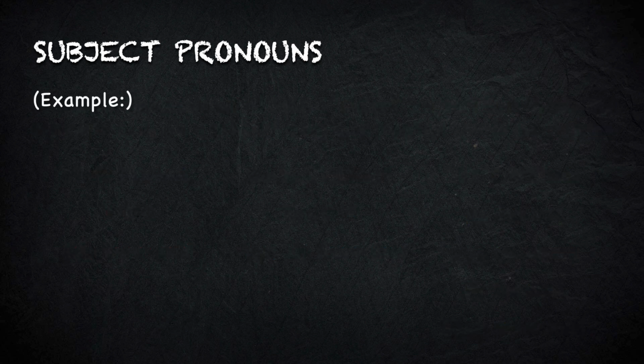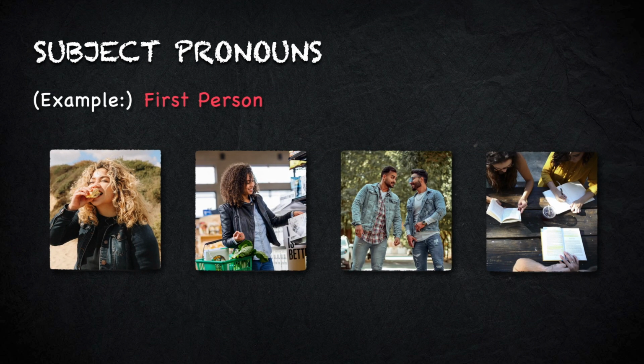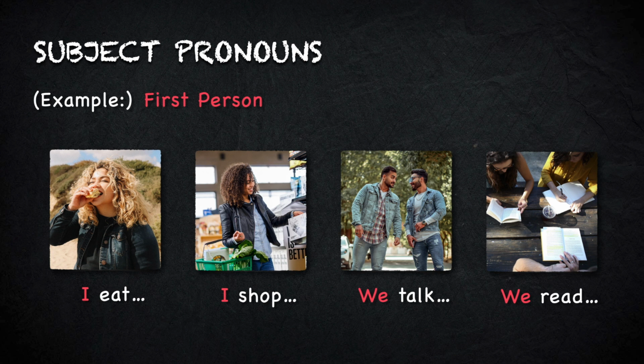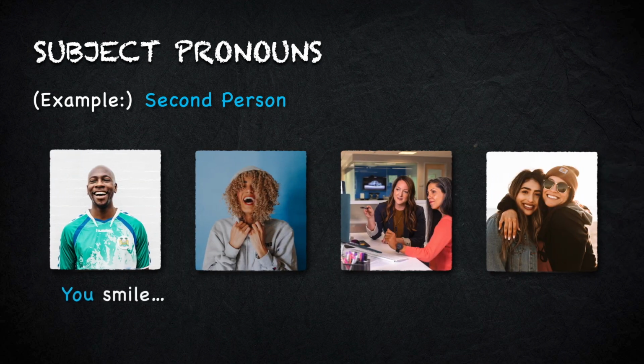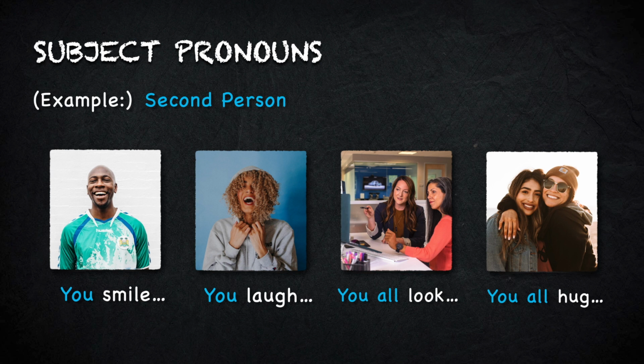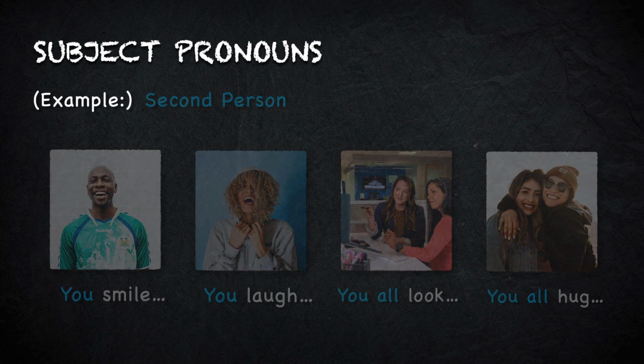For example, in the first person form, we can say, I eat and I shop for one person, and we talk and we read for two or more nouns. In the second person form, we can say, you smile and you laugh for one person, and you all look and you all hug for two or more nouns.